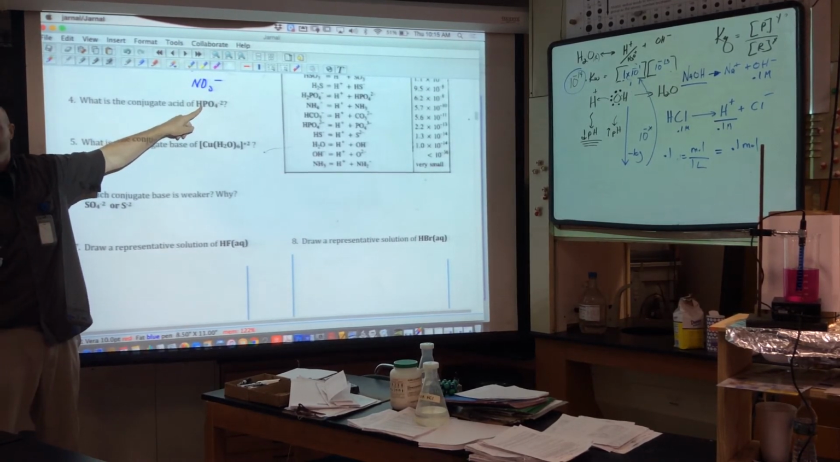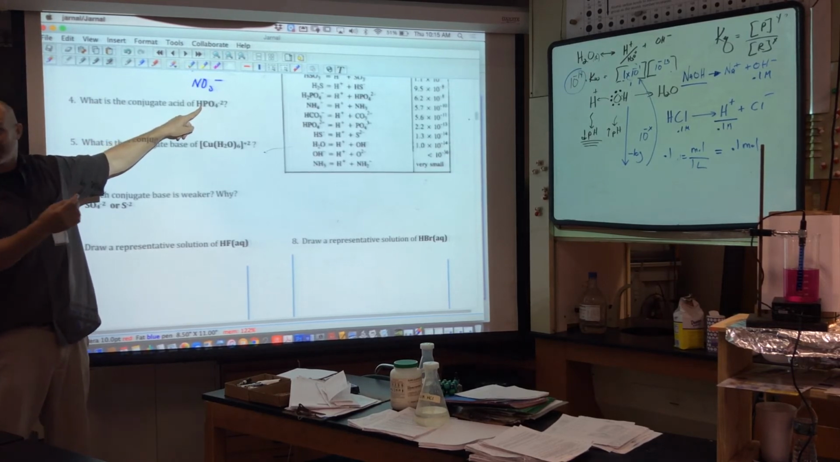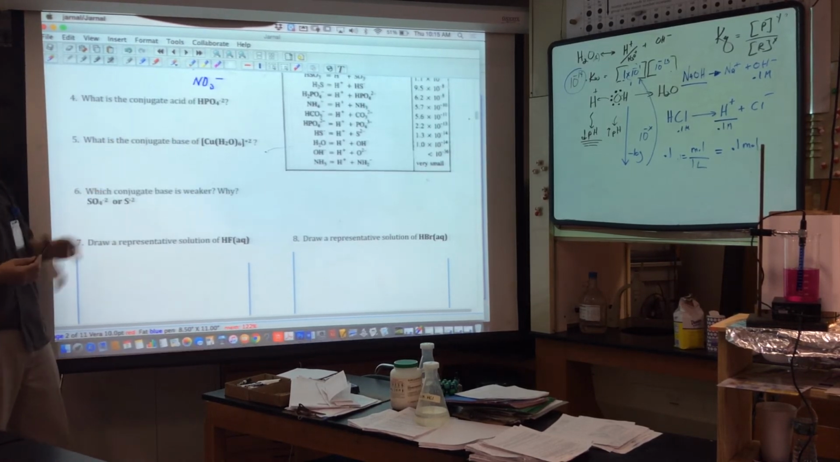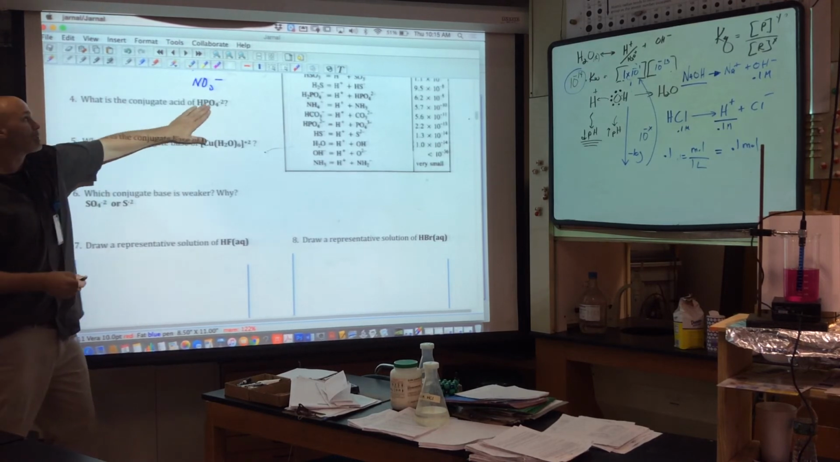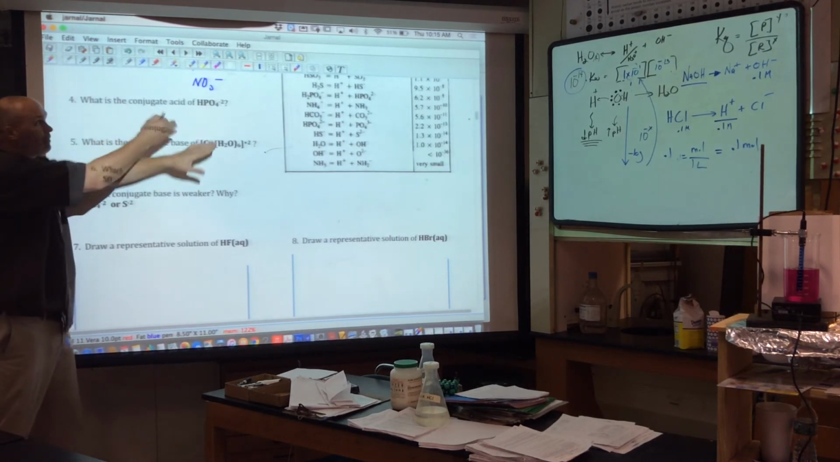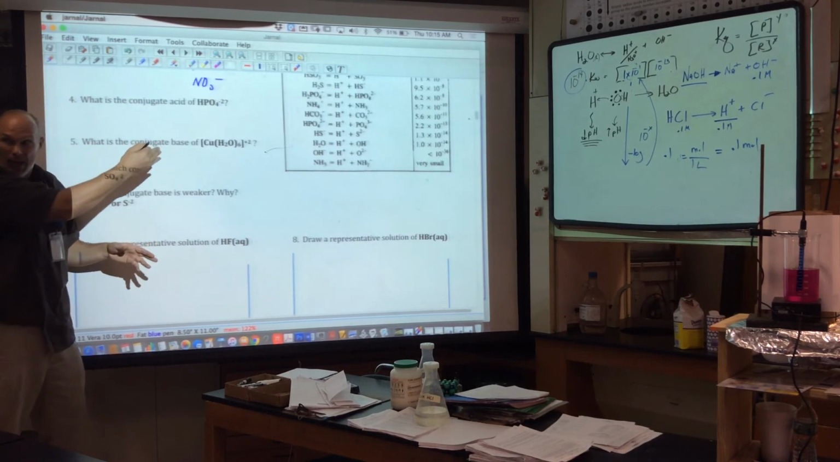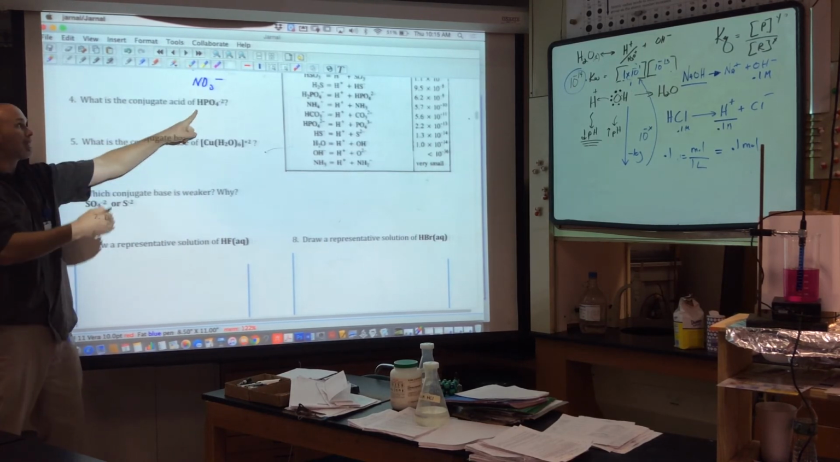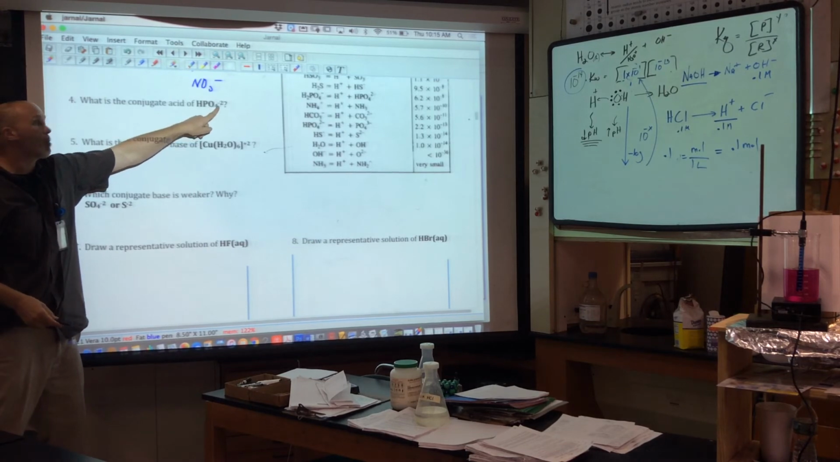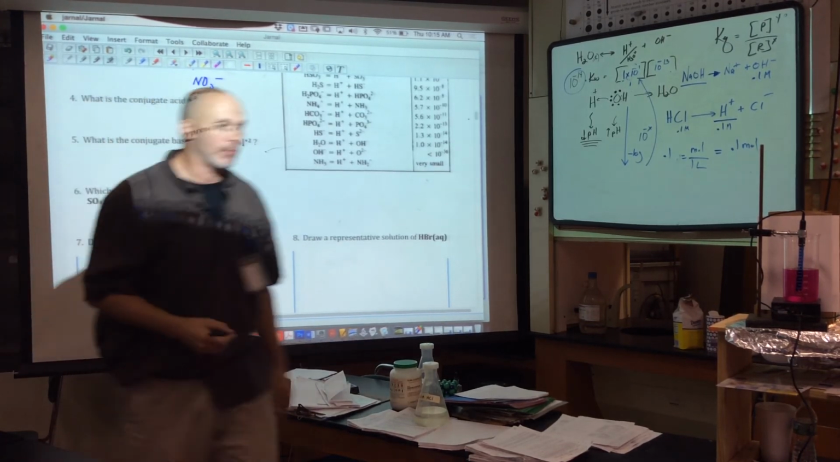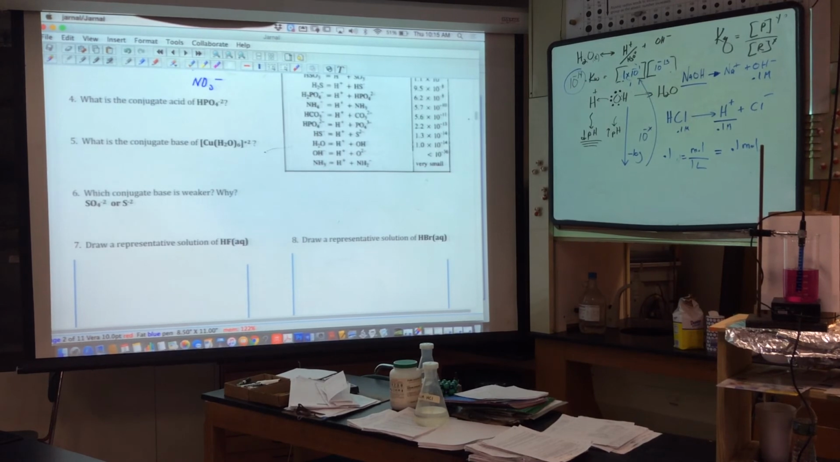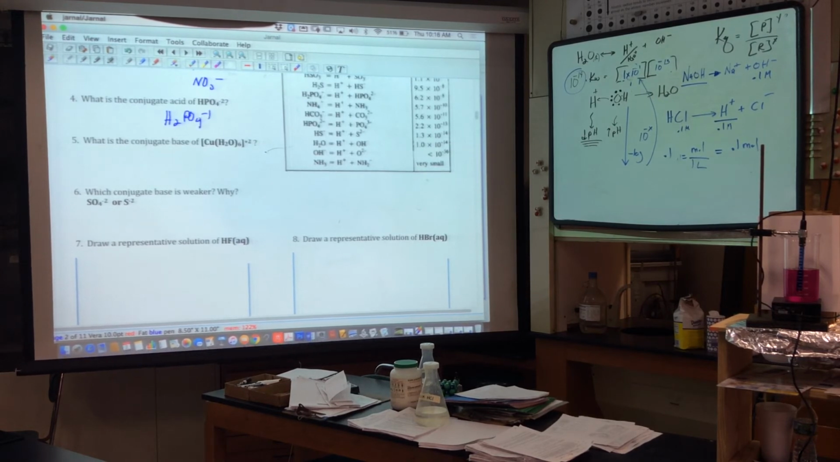The base will have one less H than the acid, right? Because the acids give. So by me saying what's the conjugate acid, I want the form, we're starting with the base. I want the acid of this. This must be a base. Bases do what? Accept. So this has to be H2PO4. By adding a proton, it's now negative 1. Let me give you this one. What is the conjugate acid of Cl negative?